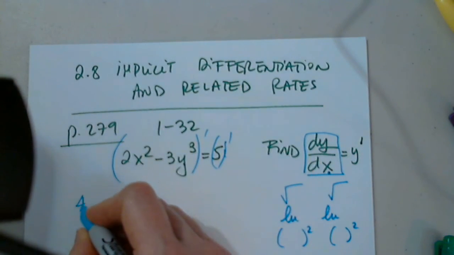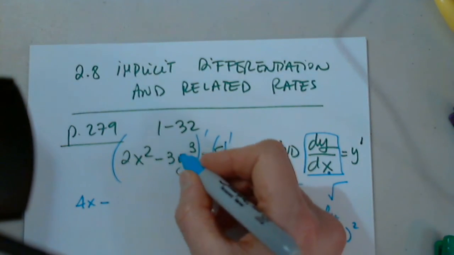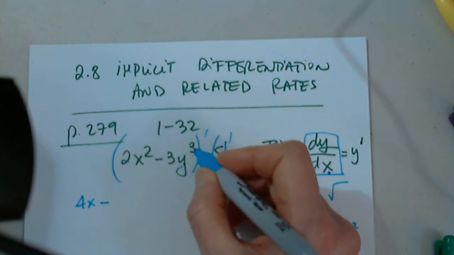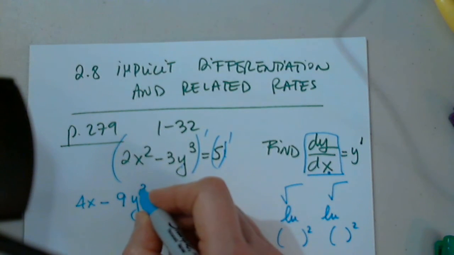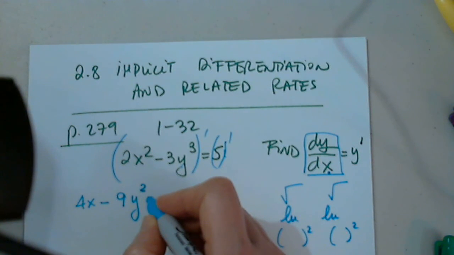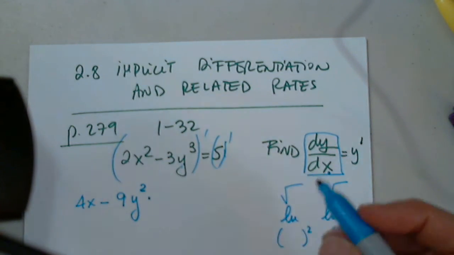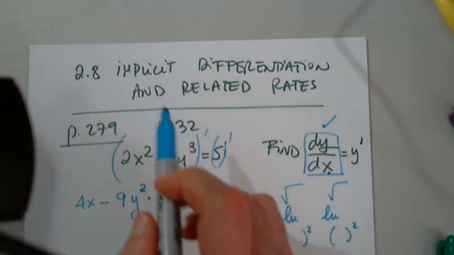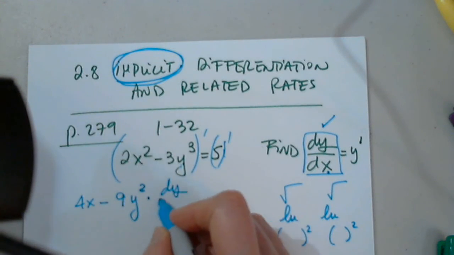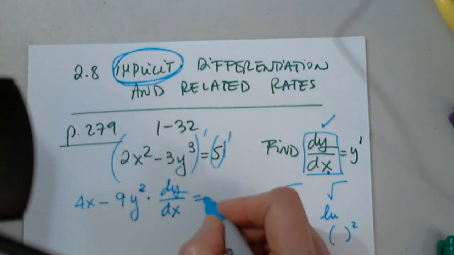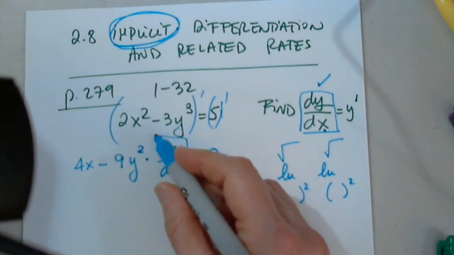No problem here. 4x minus. Careful here because this is 3 times a function to the third power. Bring 3 in front. Subtract 1 from the power. But now I have to write times f prime. Instead, I'm going to write that. Why? This is the best and the preferred notation for implicit differentiation. So times dy over dx. The right hand side is 0. 5 prime is 0.